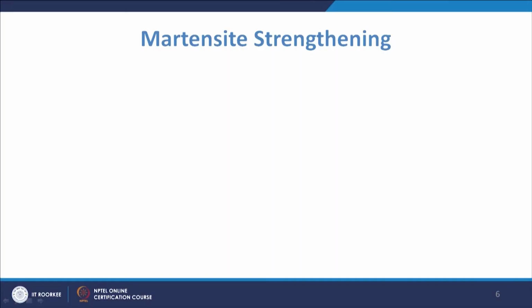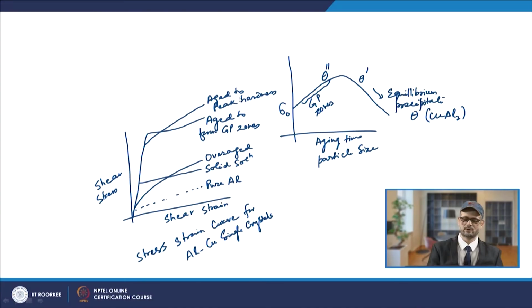Now, we are coming to another kind of strengthening mechanism, that is martensite strengthening. In fact, before that we must have an understanding of this graph, where we are looking at the different types of properties.